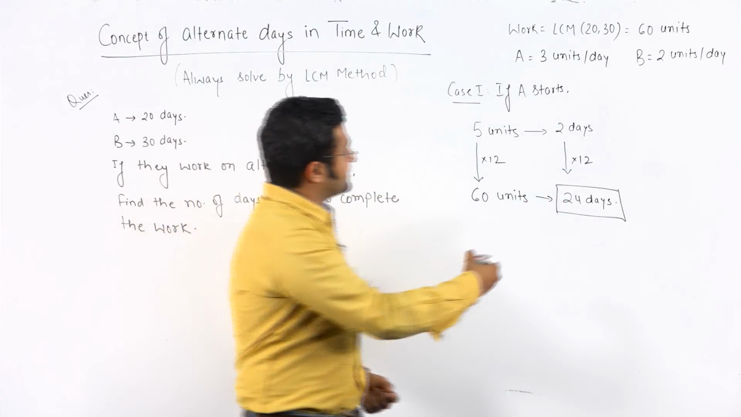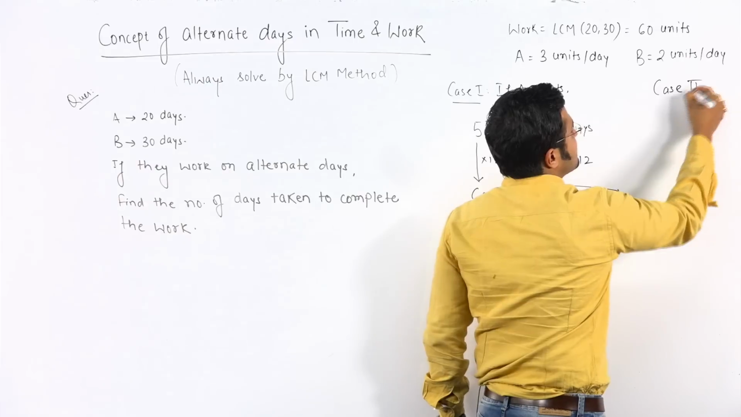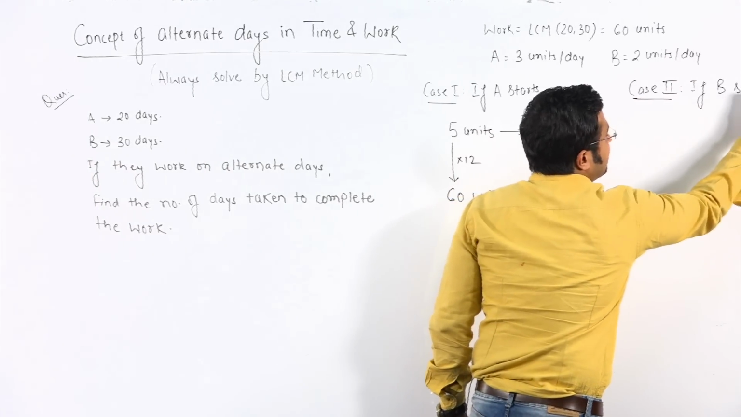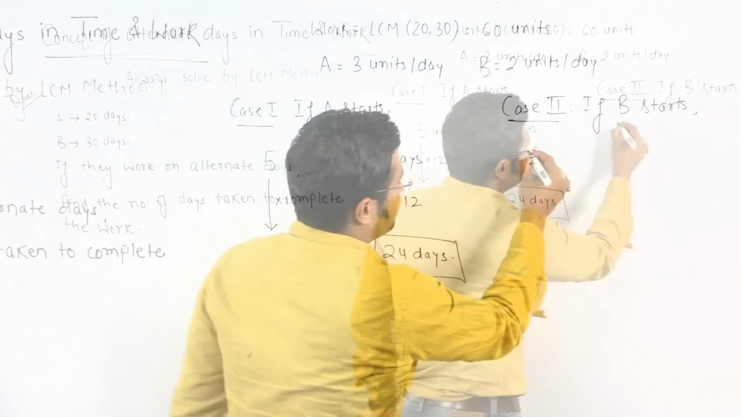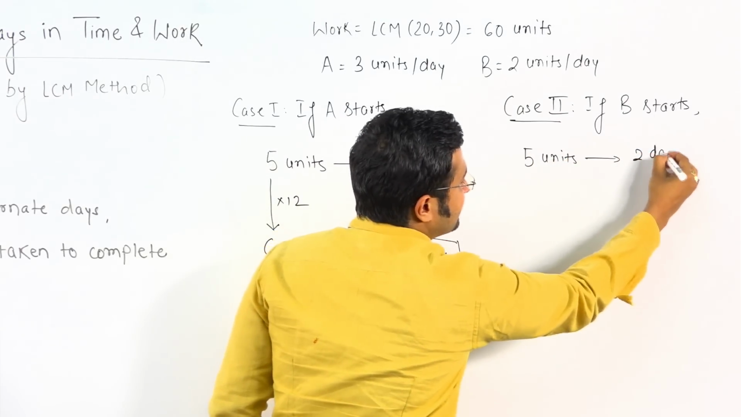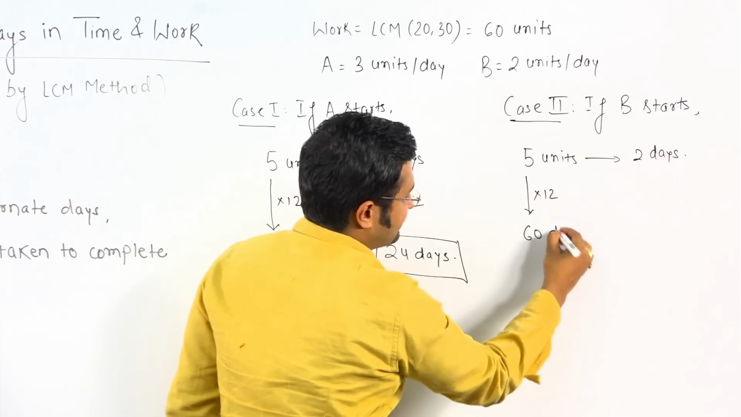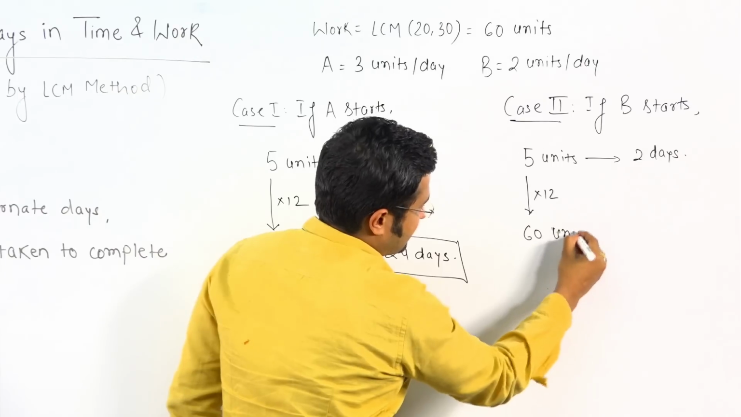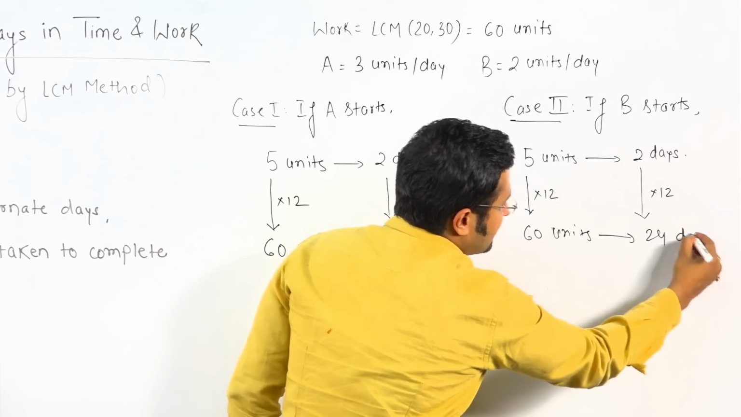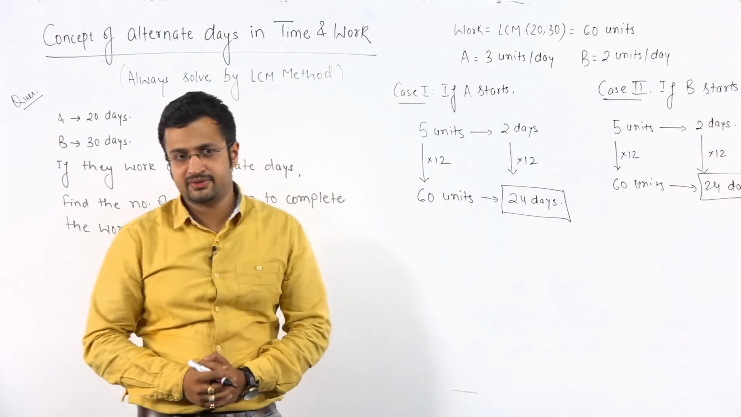Okay, now let's take the second case. Will it make any difference if B starts the work? Case 2 is if B starts. If B starts the work, again same thing, 5 units will be done in 2 days. Then into 12, 60 units. Here also into 12, 24 days. So will it make any difference? No. In this question, it doesn't make any difference.